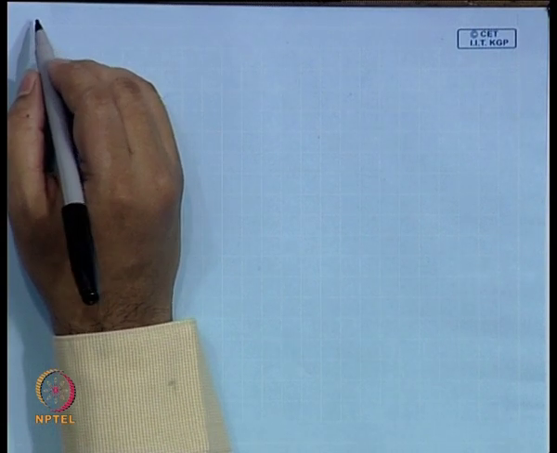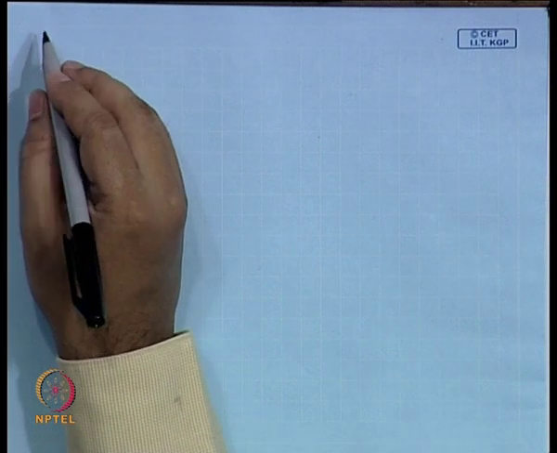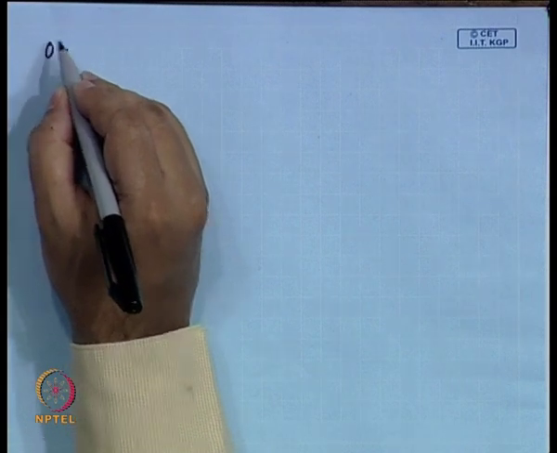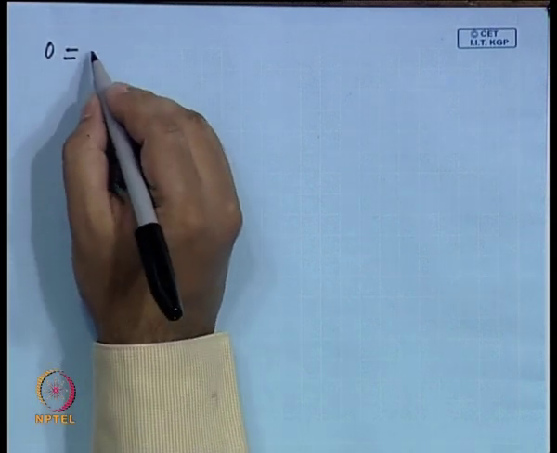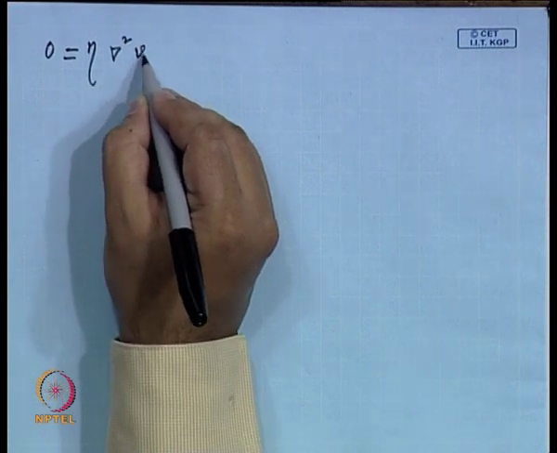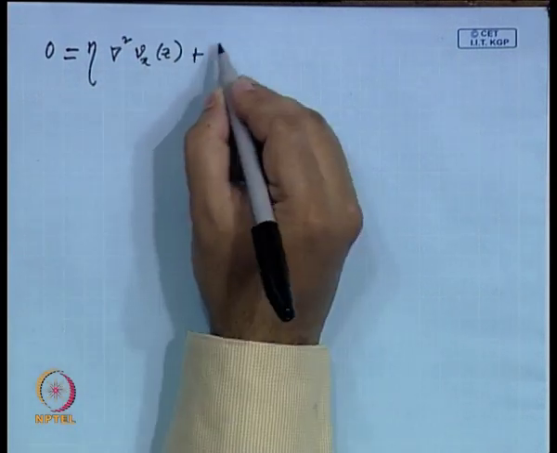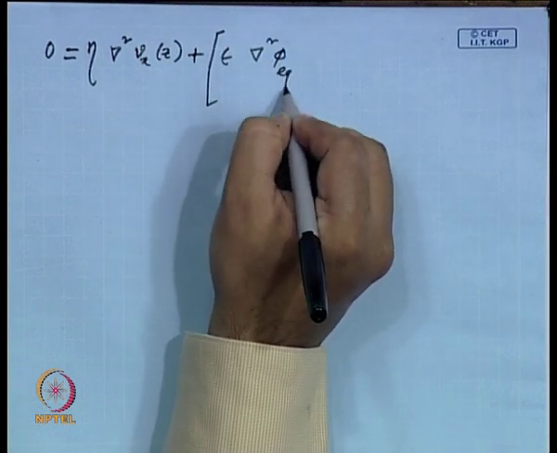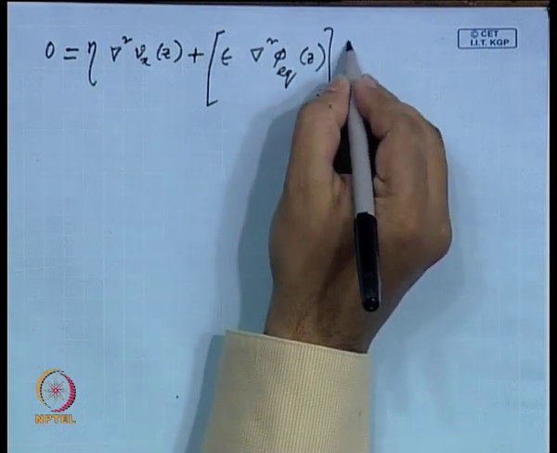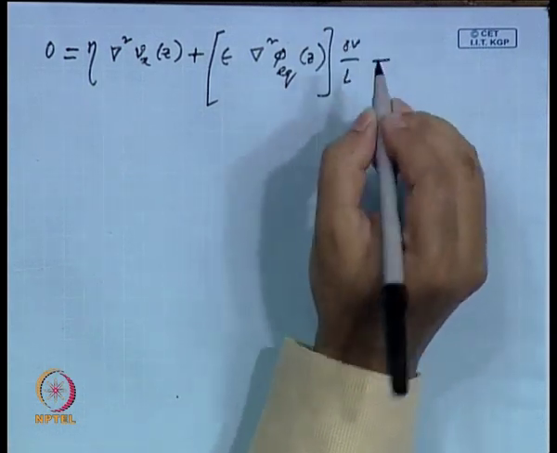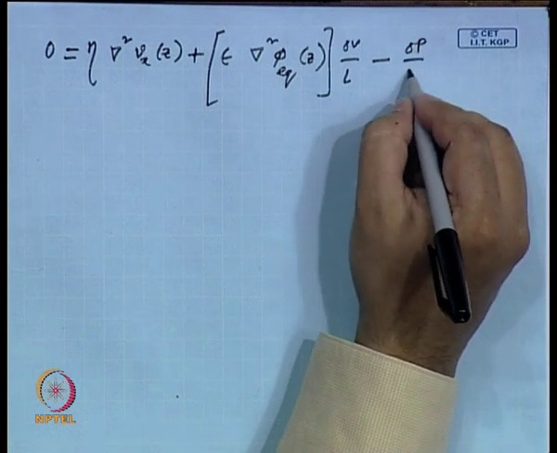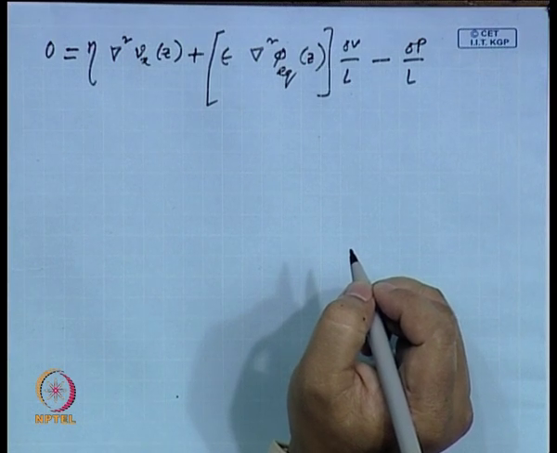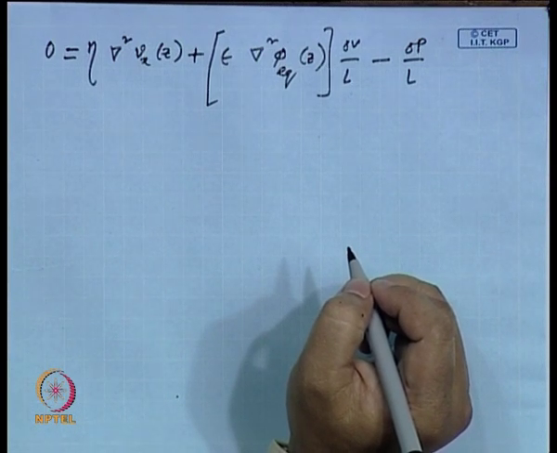Here we would be looking at the Navier-Stokes equation, which would be something like this: eta del square Vx(z) plus epsilon del square phi, equal to epsilon zeta delta V by L minus delta P by L. This is the expression that you have.